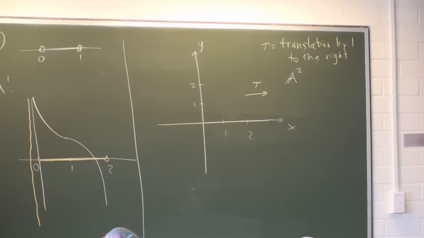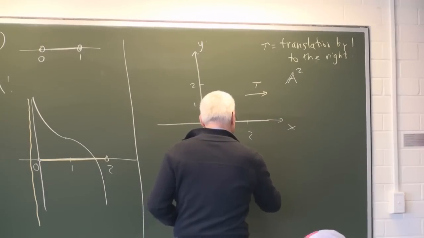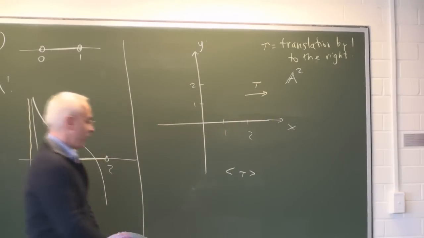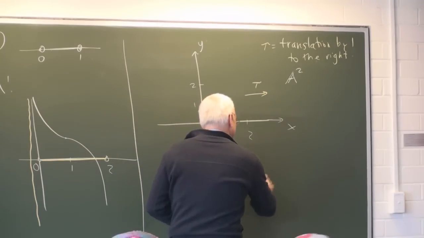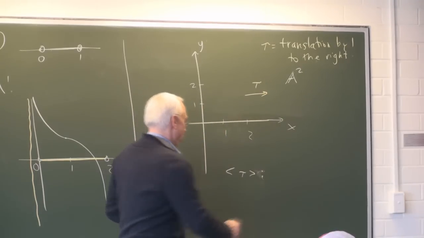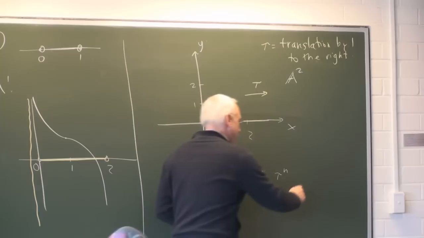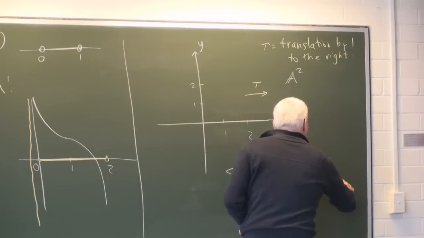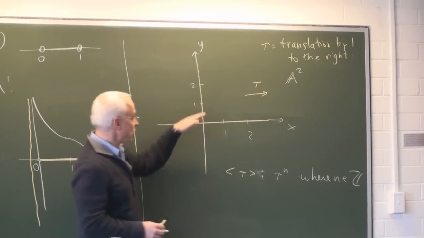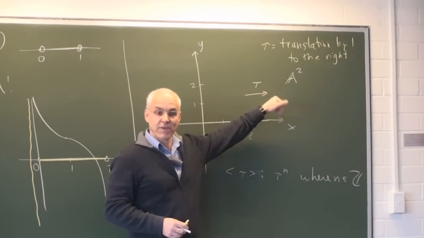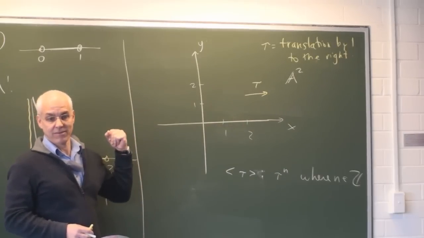And we can compose that with itself. So we get a group generated by tau, which we can sometimes write like this. It consists of things of the form tau to the n, where n is an arbitrary integer. So tau squared, for example, will be translation by 2. Tau to the minus 3 will be translation to the left by 3.